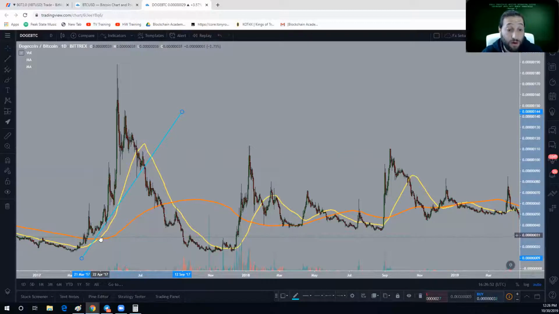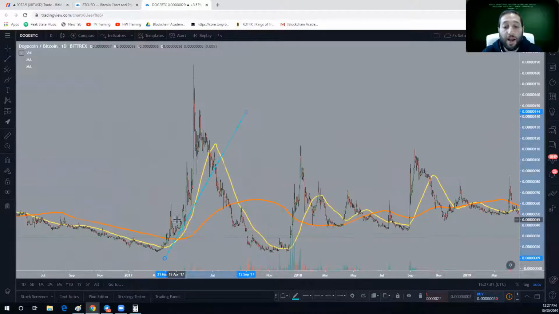You can see this beautiful golden cross right here, and that's the death cross right there. Price was already below here, but after testing, it shot down. So great buy and short opportunities.